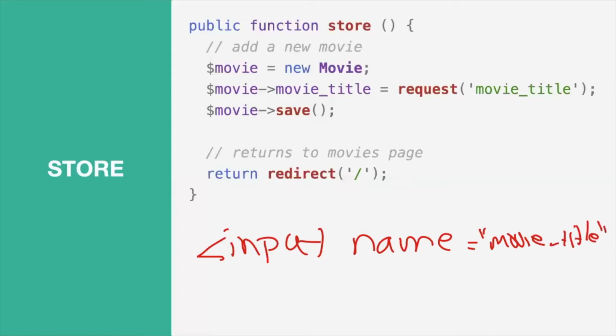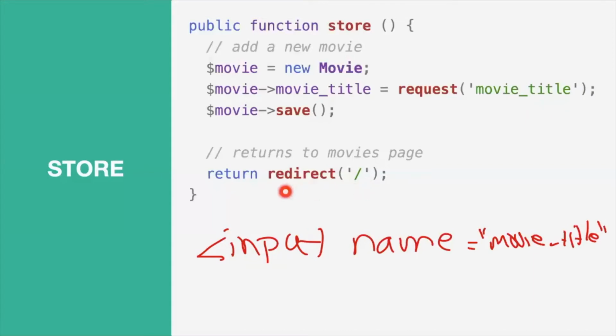And because that's movie title, that is what we're getting here. Right? And that will give us whatever value was put inside of this input. And then we'll save it to the movie object, and then that movie object essentially gets saved to the database. Once this save has been added to the database, the movie has been added to the database, we're going to redirect back to the home page.